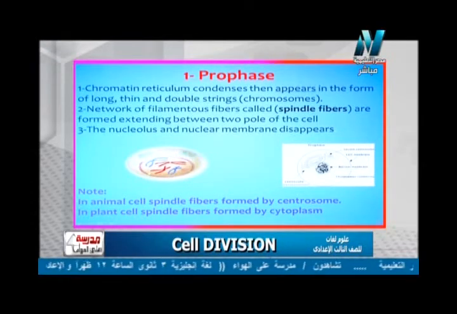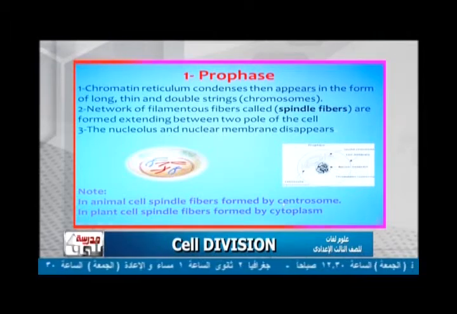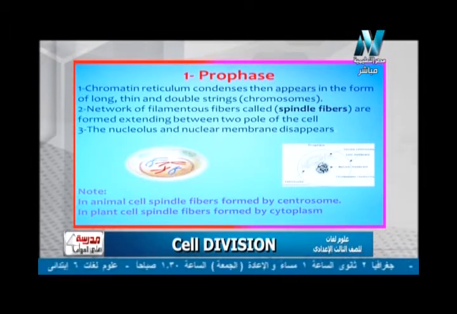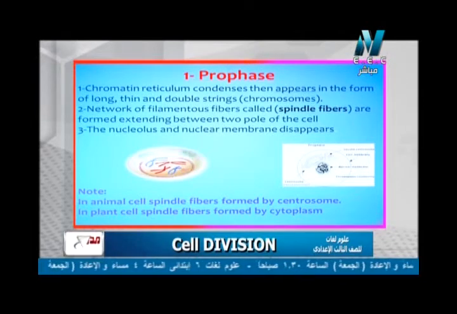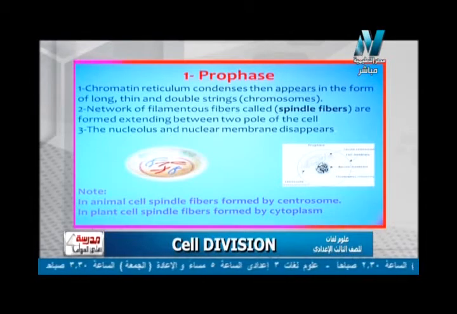Note that in the animal cell the spindle fiber comes from the centrosome. But the plant cell doesn't have a centrosome. So how is the spindle fiber formed in the plant cell when there is no centrosome? It is formed from the cytoplasm. So when I ask which organelle is found in the animal cell and not in the plant cell, it is the centrosome. The plant cell forms the spindle fiber from the cytoplasm. So the spindle fiber in the animal cell comes from the centrosome; in the plant cell, it comes from the cytoplasm itself. And this is the main difference between mitosis in the animal and the plant cell.